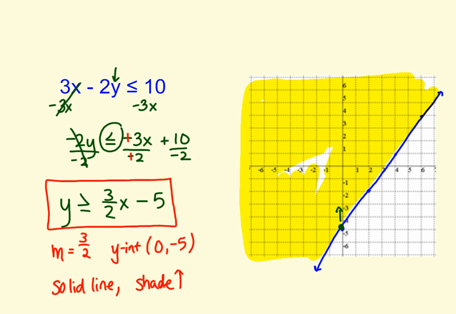And again, everything we're shading, these are solutions to the inequality. You could take any of these ordered pairs and plug them into the inequality and you would get a true statement. And that's our shading our second inequality.